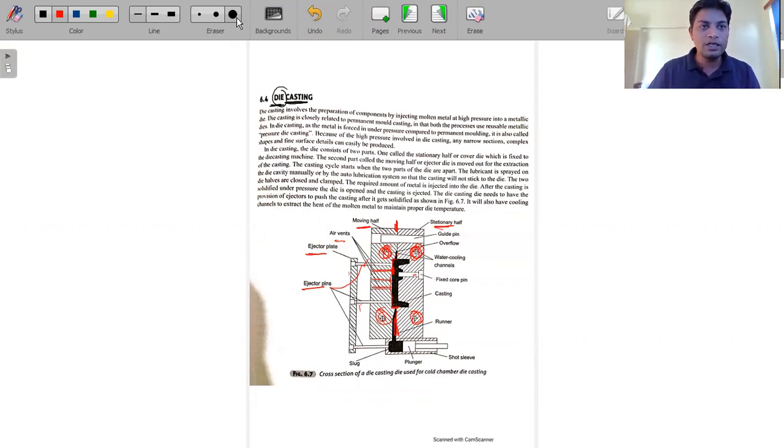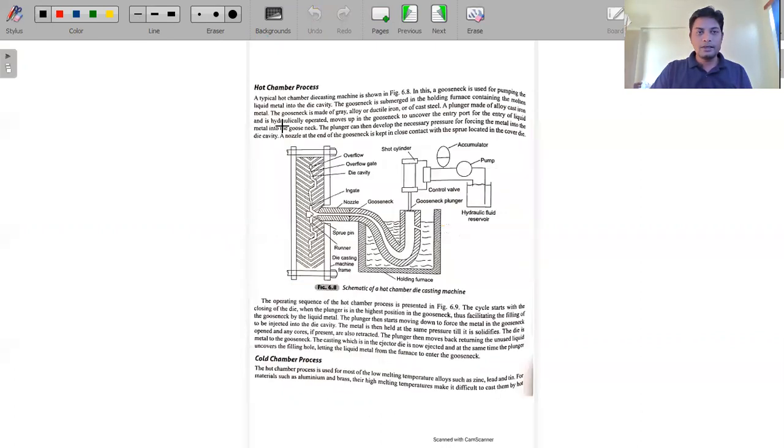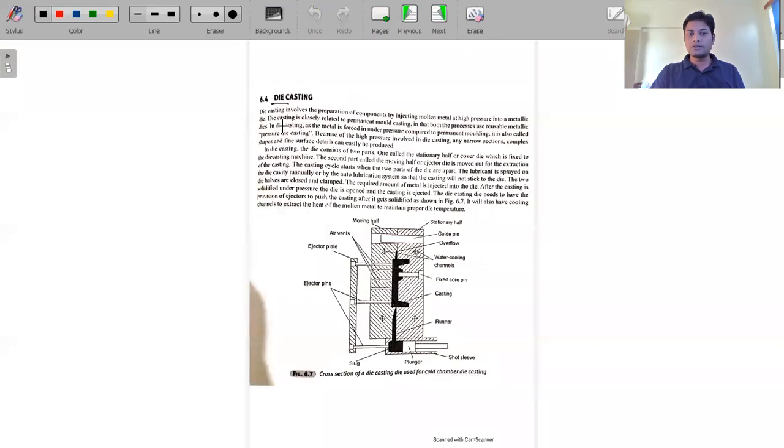Now, how it is actually working: if you see die casting, we have divided it into high pressure and low pressure casting, meaning hot chamber and cold chamber casting. So this is a kind of cold chamber. How it is a cold chamber, I will explain later. So here, this is basically the cylinder.